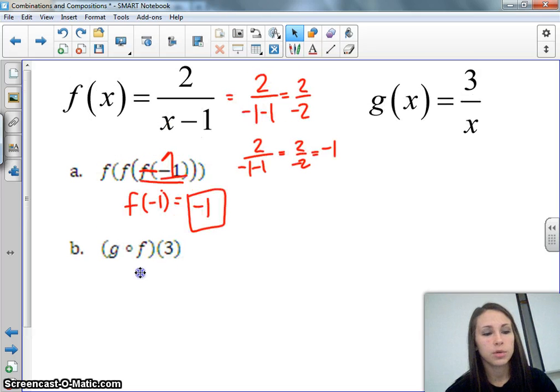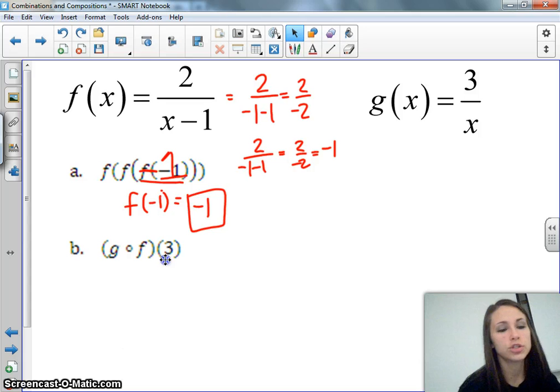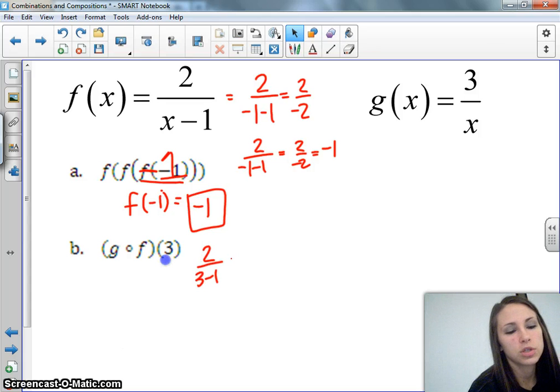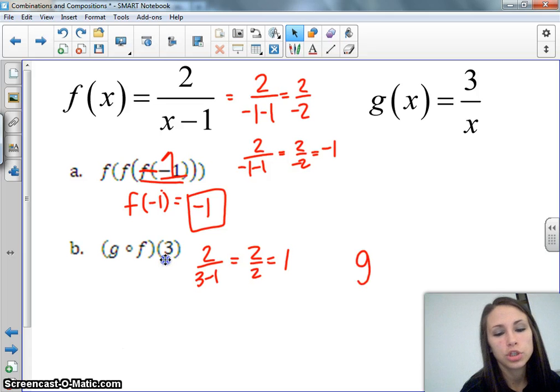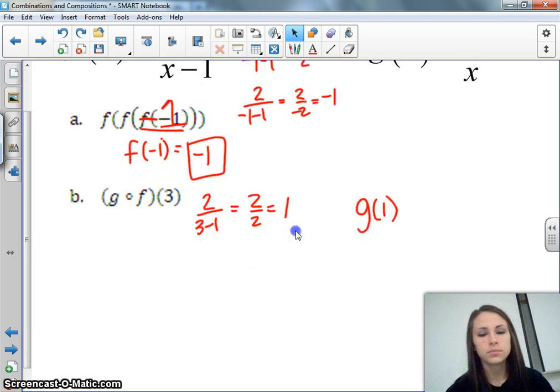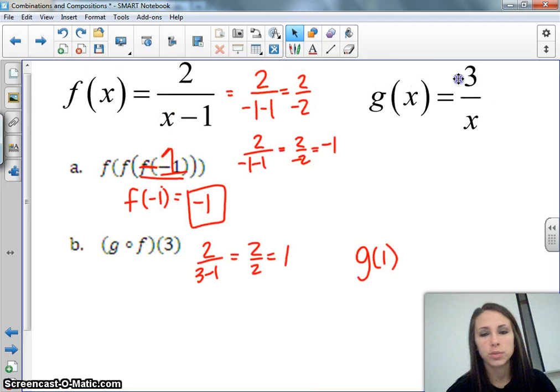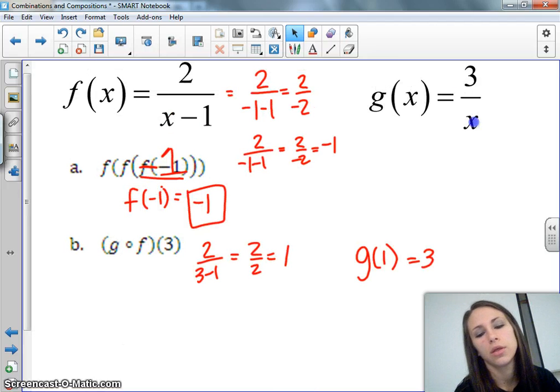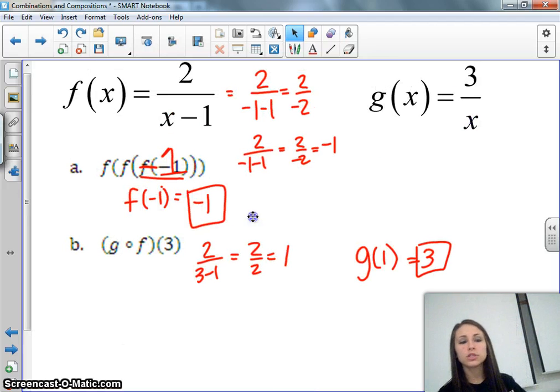And then for part B, I'm going to do the same kind of thing. This is just a different notation. I'm going to do f of 3 first. So that's going to be 2 over 3 minus 1, which is 2 over 2, which is 1. So now I'm doing g of 1. And g of 1 is just going to be 3 over 1, which is 3. And that's my final answer.